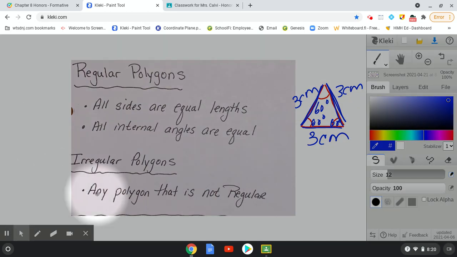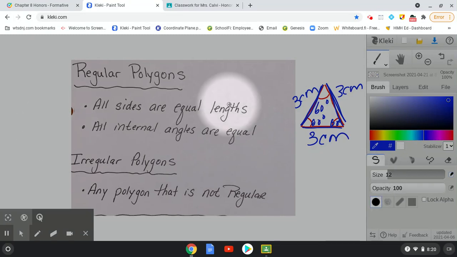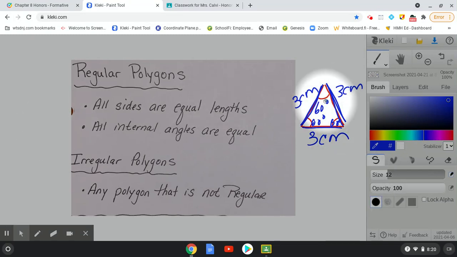Irregular polygons are any polygons that are not regular. If the interior angle measurements are not all the same and the side lengths are not all the same, it is not a regular polygon. It is considered an irregular polygon.